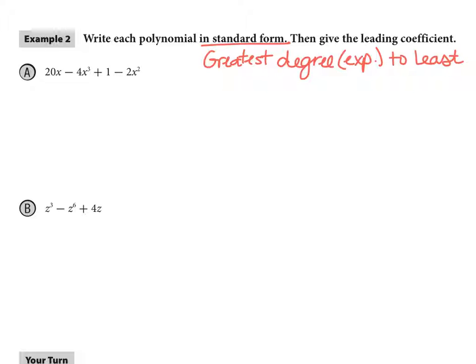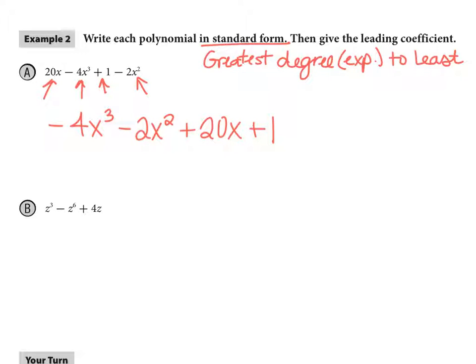All right, so for instance, A has 4 terms, and if I look at those 4, the highest exponent I see is this x to the third. So I start with negative 4x to the third, and then the next highest I see is squared, so minus 2x squared. Then I've got just an x, so plus 20x. And then I have something that has no variables, so a 0 degree, so that's plus 1.